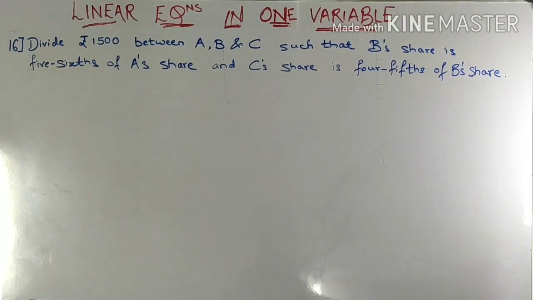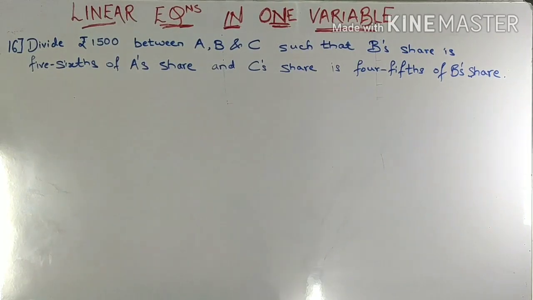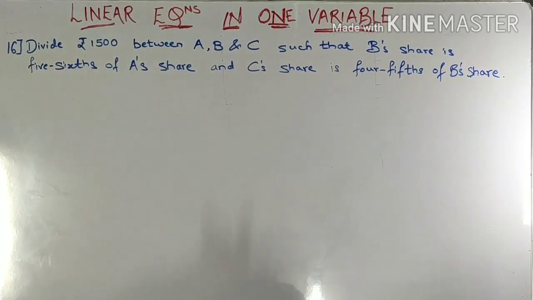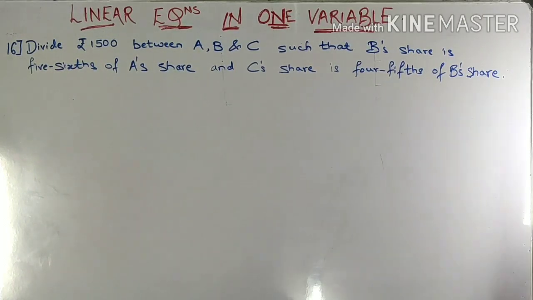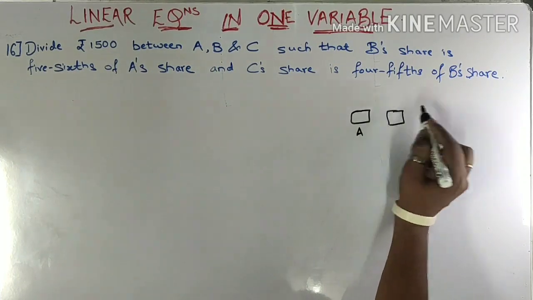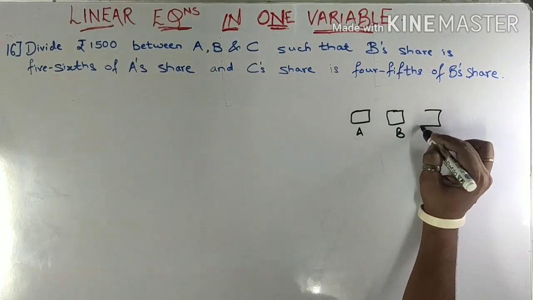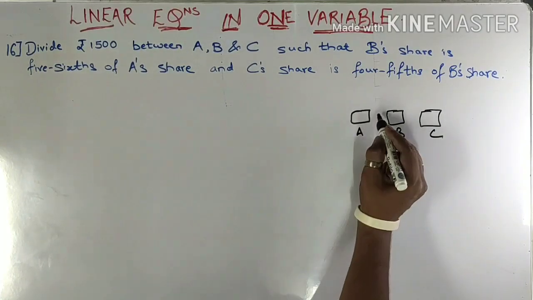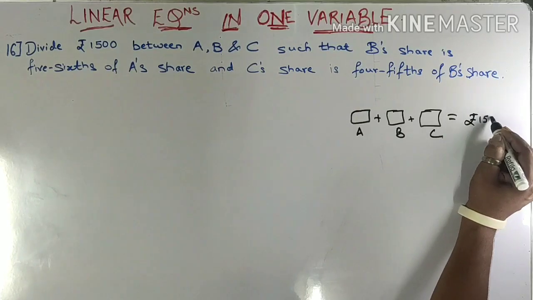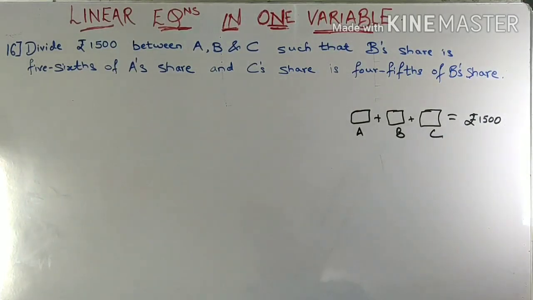Divide rupees 1500 between A, B and C such that B's share is 5/6 of A's share and C's share is 4/5 of B's share. So one thing is clear, that the total amount is 1500. Suppose this is A's share, this is B's share and this is C's share. All of these sum up to rupees 1500. This is my first condition.